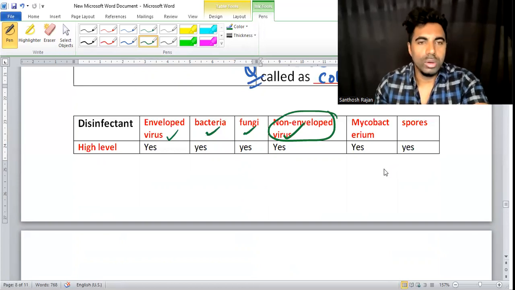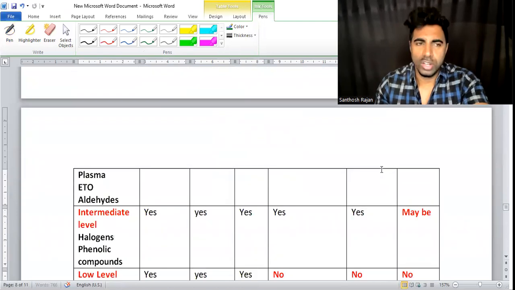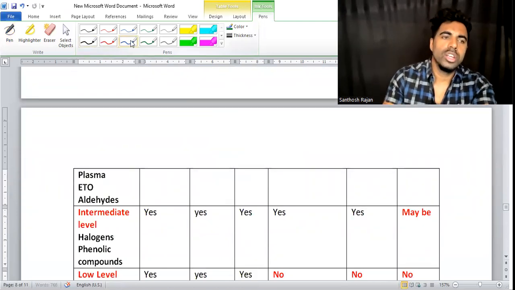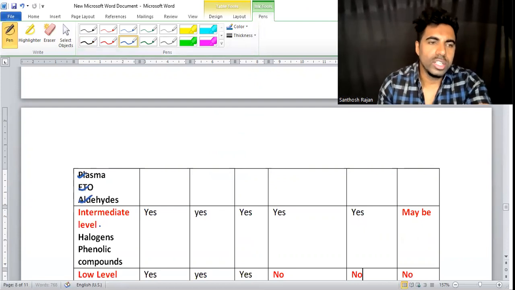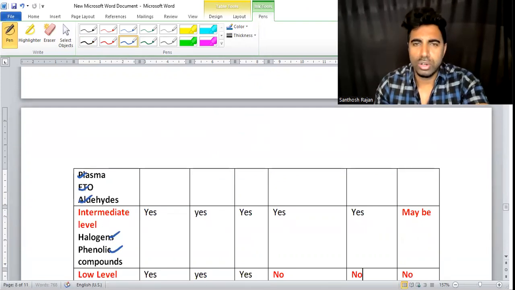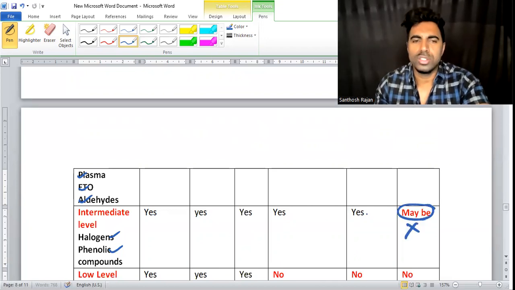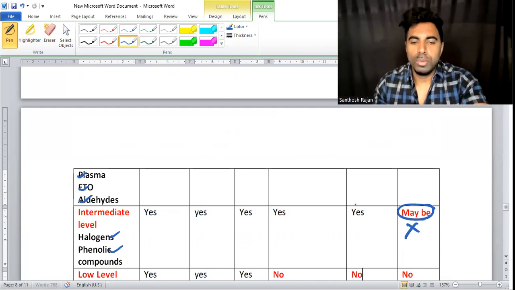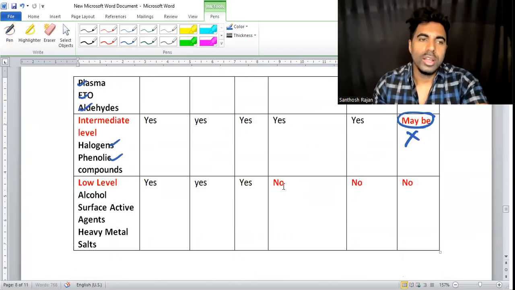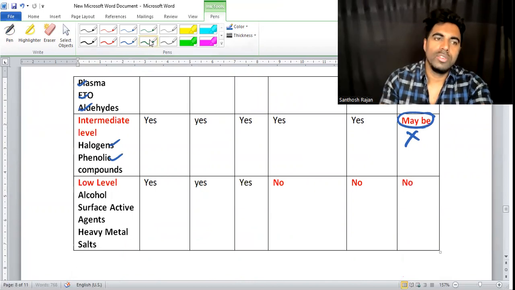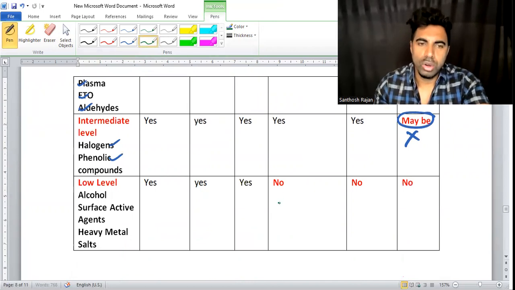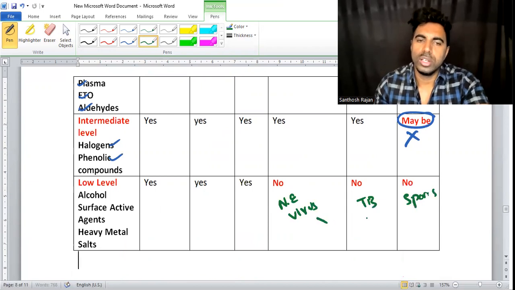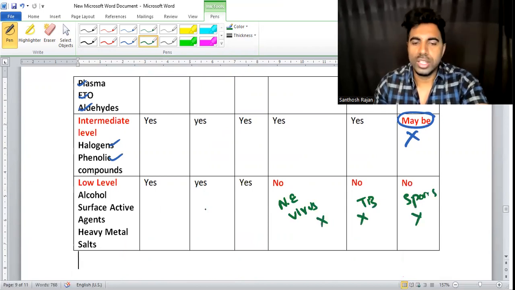When you talk about the high level, it means plasma sterilization, ETO, and aldehydes. Intermediate level means simply halogens, phenolic compounds like Lysol, crystal. With this, everything is killed except the spores. Spores are not killed. Rest all, TB, GB, everything is killed. What about low level? In low level, you have a problem. Low level, like alcohol and surface active agents, does not kill non-enveloped virus, TB and spores. They are not killed. Remember, rest all are killed. Okay, this is the level of disinfectant.